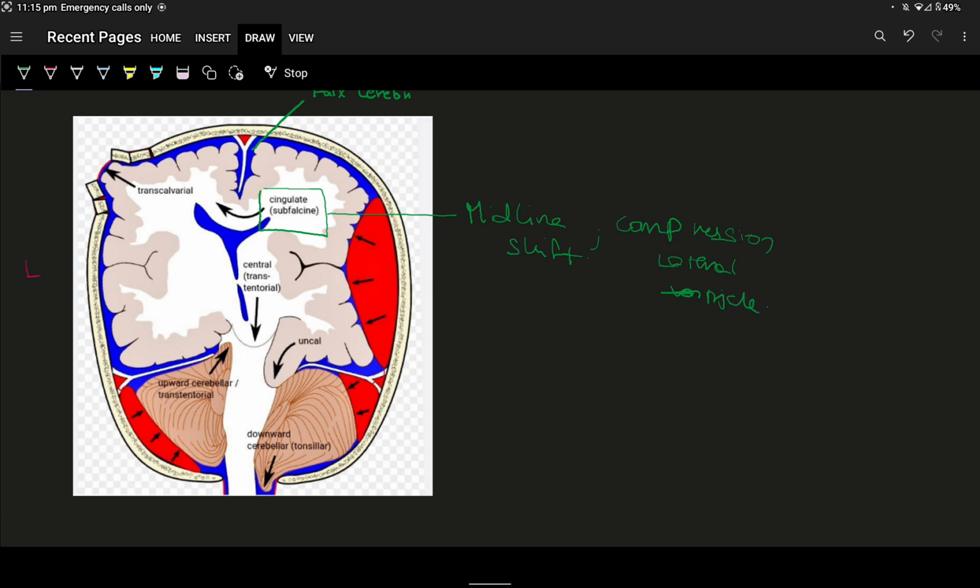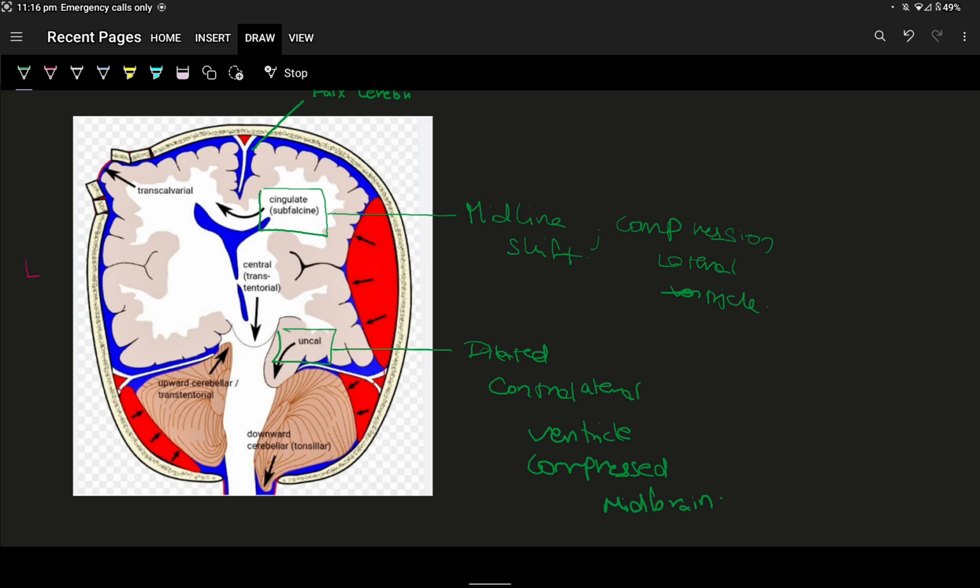In case of the uncal, that is the transtentorial herniation, there is medial temporal lobe shifting through the tentorium. So here on CT, what we can see is a dilated contralateral ventricle and compressed midbrain. So it is basically pressing on the brain, and that will also lead to some other neurological findings.